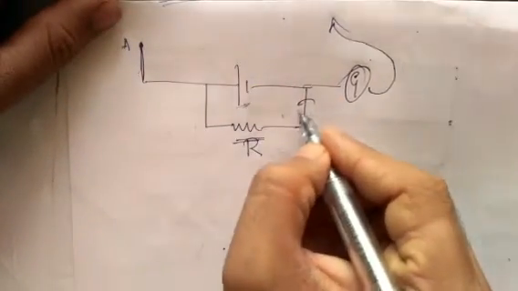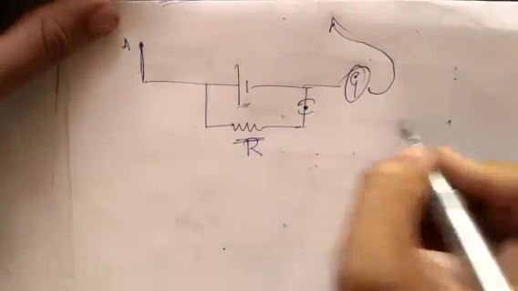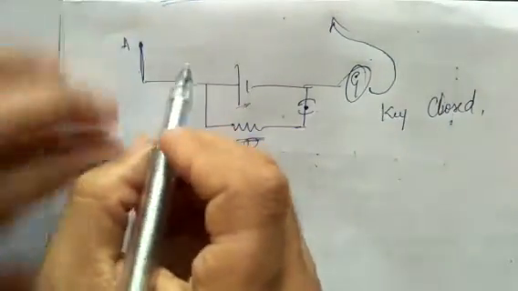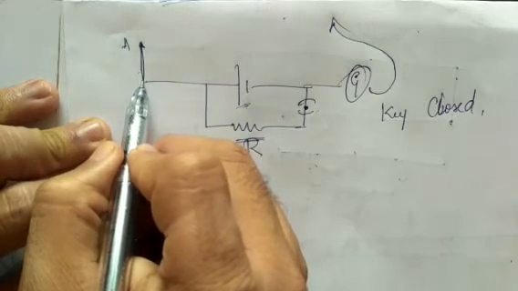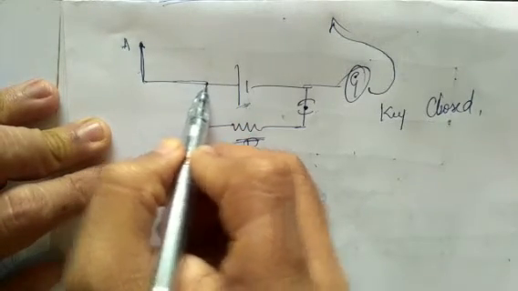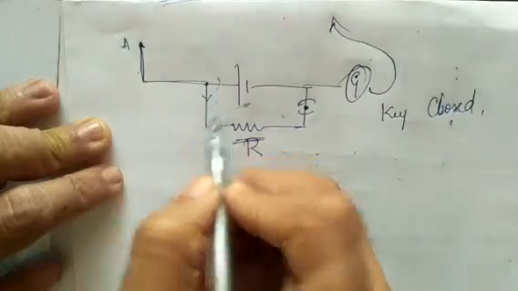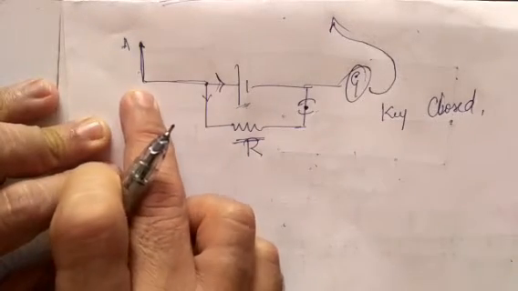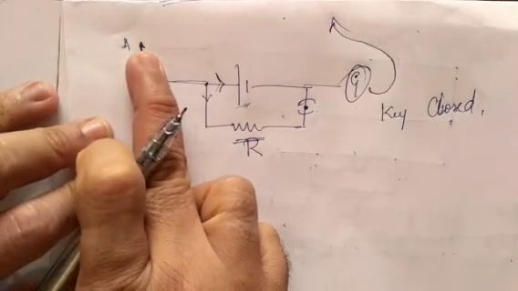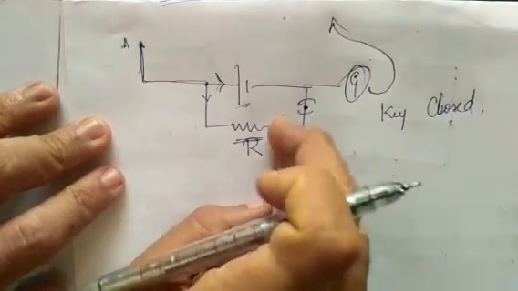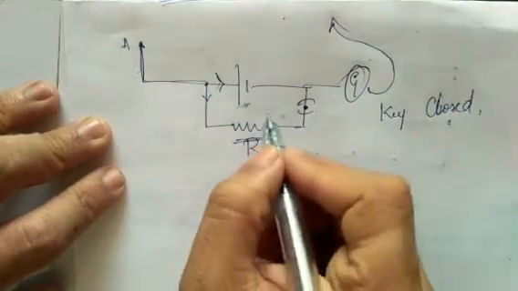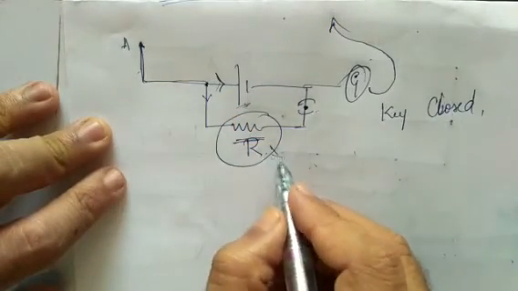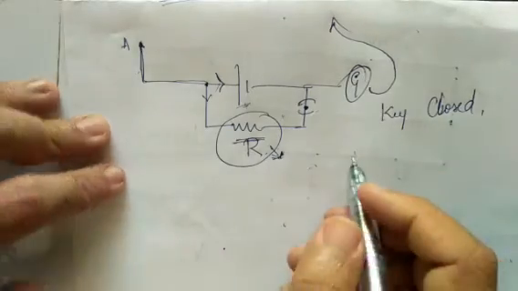So let us see. Now this key is kept closed. If the key is closed here, what happens? The entire amount of electric current coming from the point A is divided into components like this. It means the amount of electric current that has been coming from the point A is drawn by this external resistor here.